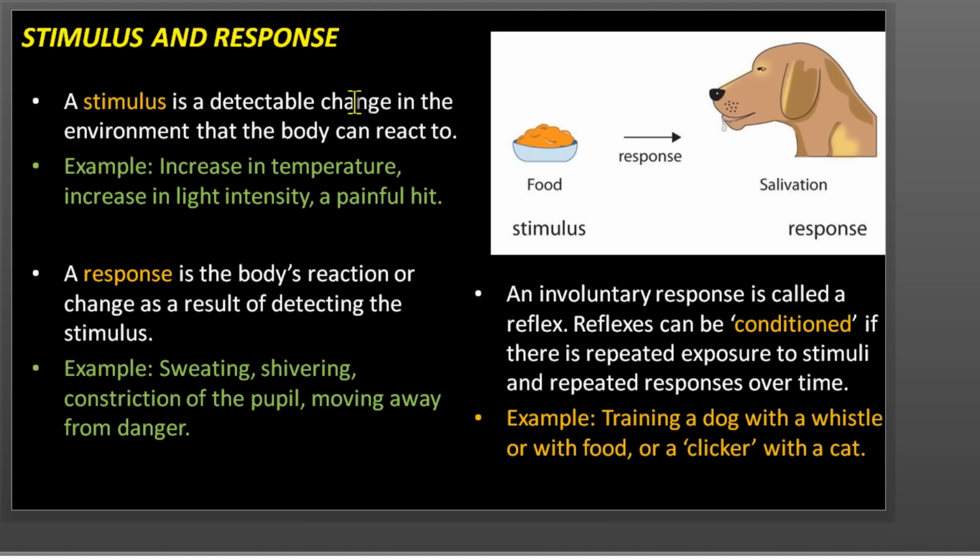So as said before, stimulus is a detectable change in the environment that the body can react to. In this case here, the food is the stimulus, or the scent of the food, and the response from the dog is going to be to produce saliva. So other examples would be an increase in temperature, increase in light intensity, a painful hit on the body, and the response is the body's reaction or change as a result of detecting the stimulus. So for example, an increase in temperature would cause sweating, a decrease in temperature would cause shivering, an increase in light intensity would help the pupil constrict, a painful hit, you would probably move away from the danger. So an involuntary response is called a reflex.